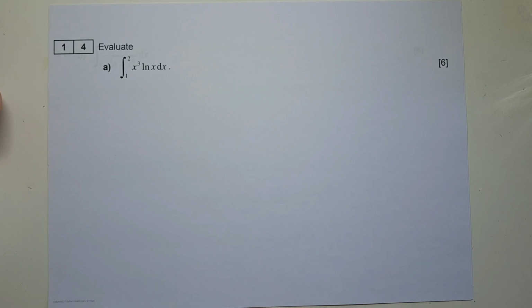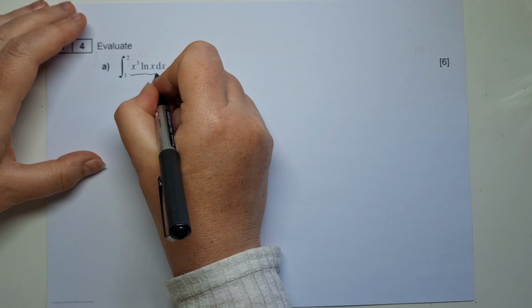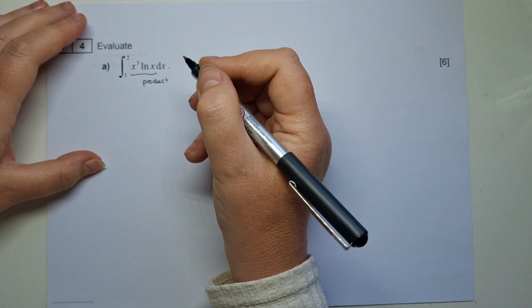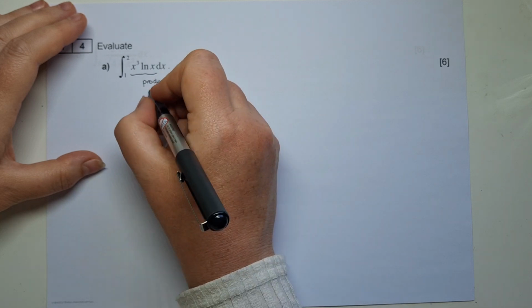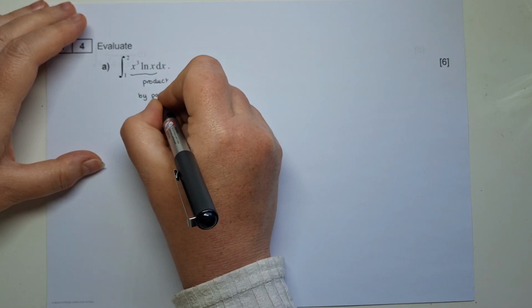Question 14a. We're evaluating this integral of x cubed ln x. Okay, so this is a product. You cannot just integrate bits of a product separately. You have to use the proper rule. So we're going to use the by parts rule.